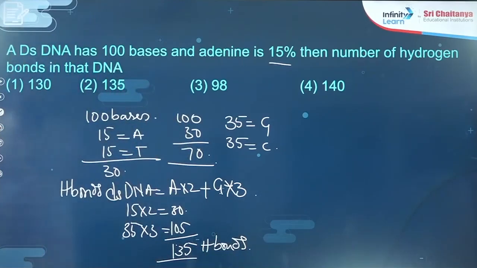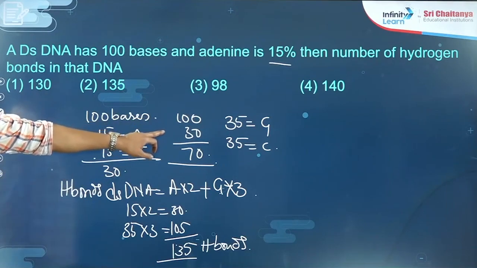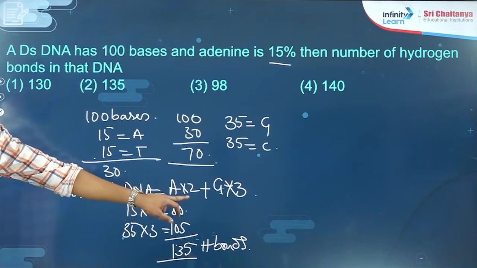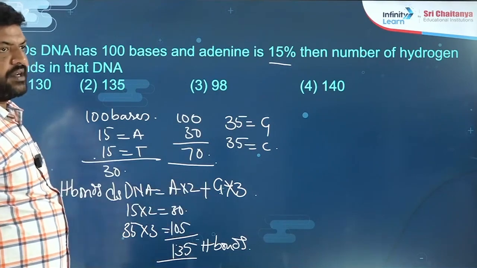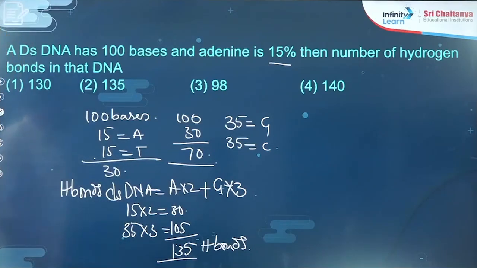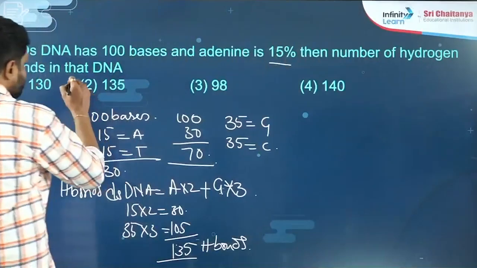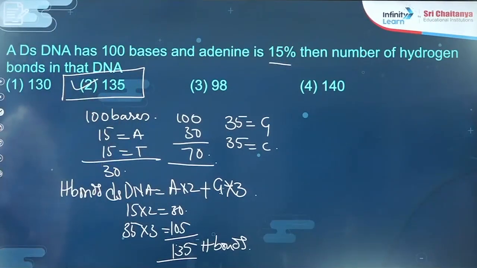Was it clear? Double stranded DNA, I will explain once again. 100 bases, adenine is 15, 135 hydrogen bonds, correct answer. Adenine 15, automatically thymine will be 15, 15 plus 15 is 30. 100 bases minus 30, that is 70. So the hydrogen bonds rule: adenine into 2 hydrogen bonds, guanine into 3 hydrogen bonds, total 135 hydrogen bonds, correct answer. Shall we go for the next slide? Have you written it down? 135, second option, you are correct. Shall we go for the next slide?